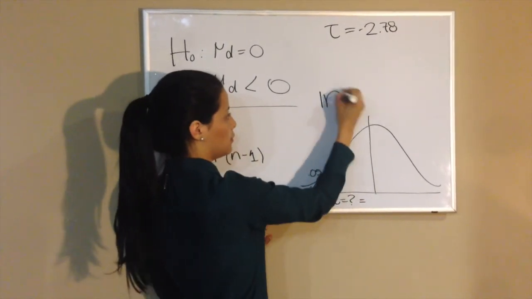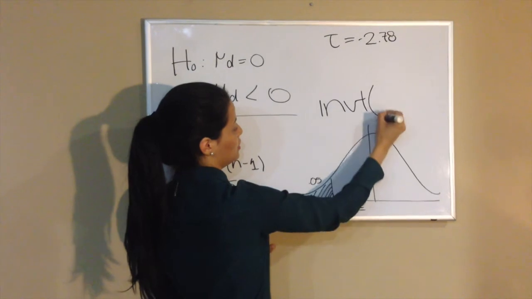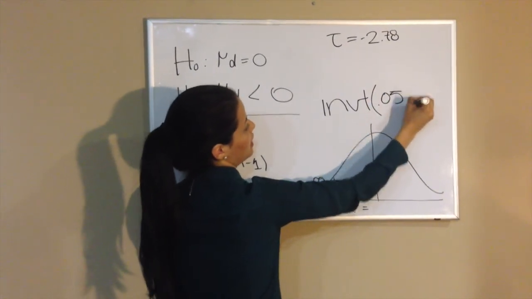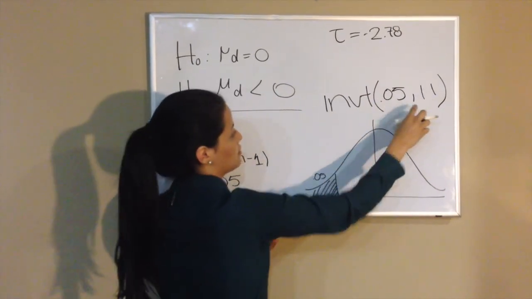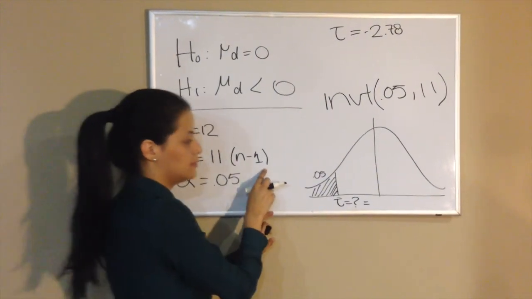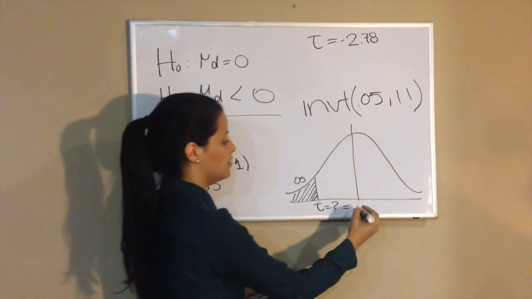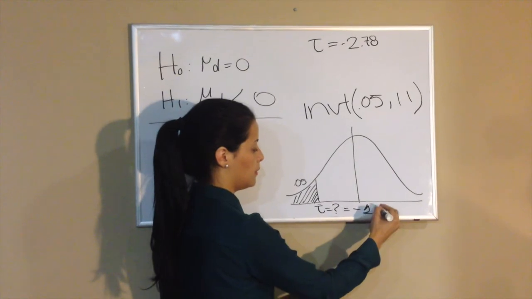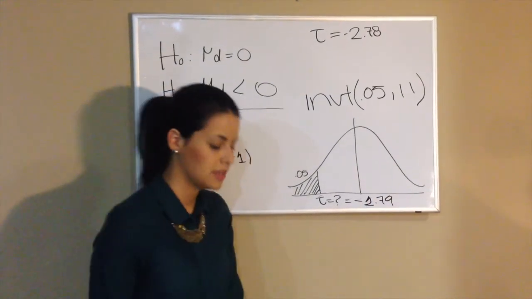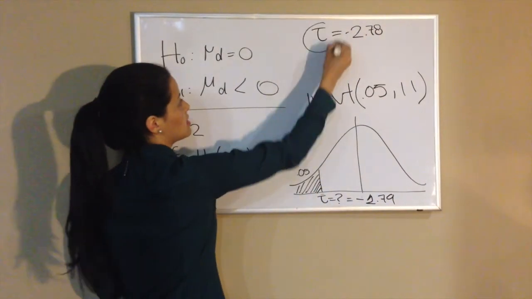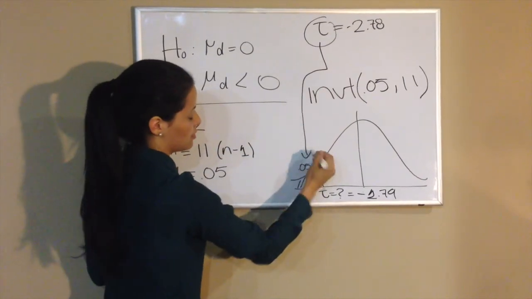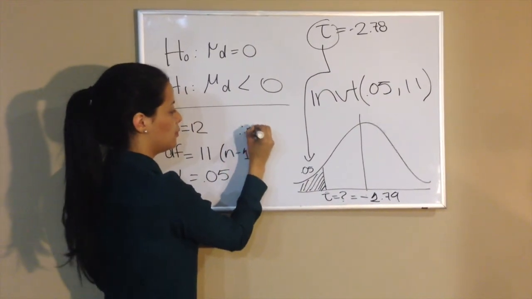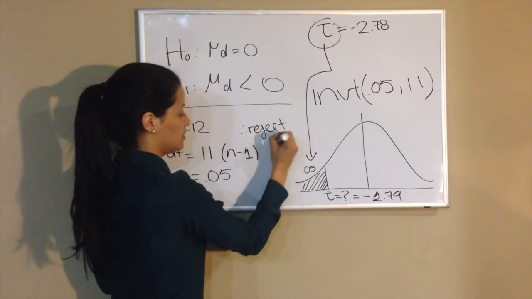To find it, we are going to use inverse t. We put the area and the degrees of freedom, which is n minus 1. This value is negative 1.79. We see that the t statistic falls into the critical area. Therefore, we reject the null.